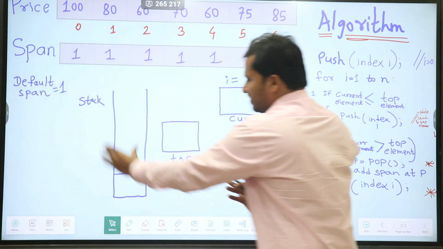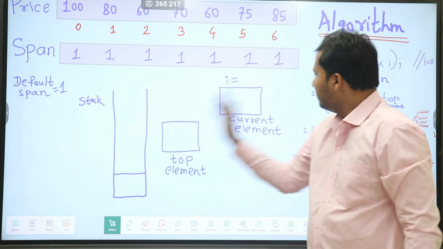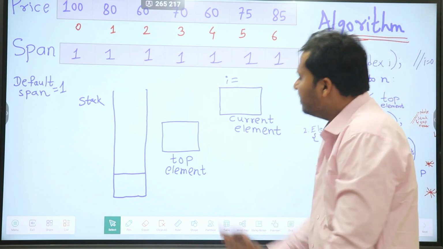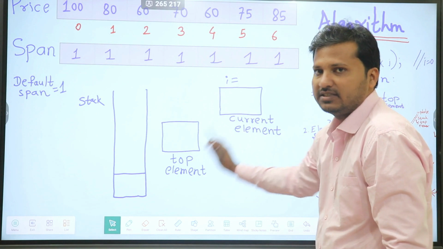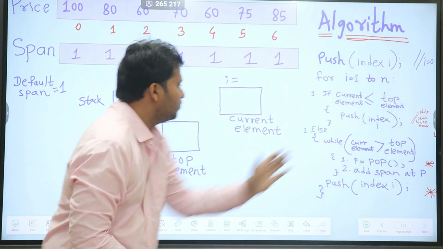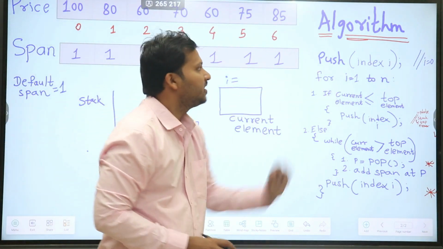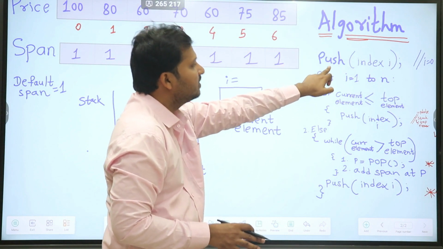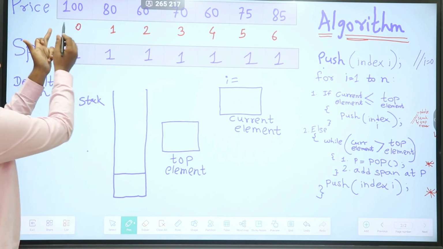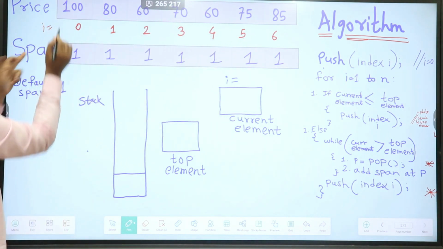Now you see, this is the stack. So this stack we are using to implement this algorithm. As I have told you, we are using a stack and we are using these two variables, right? So I'm going to explain you this code by using this stack and these two variables. So let's follow the steps now. See here, what is the first step? That is push index I. So we are going to traverse through this array and we are going to call the index as I.